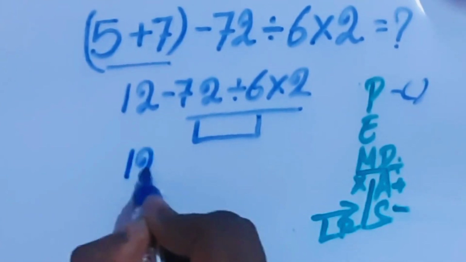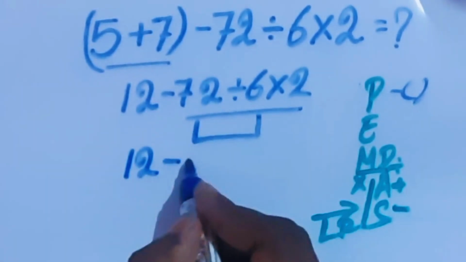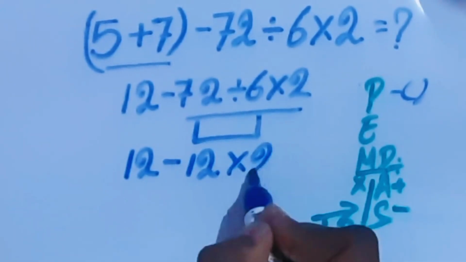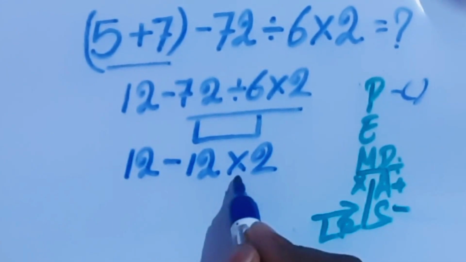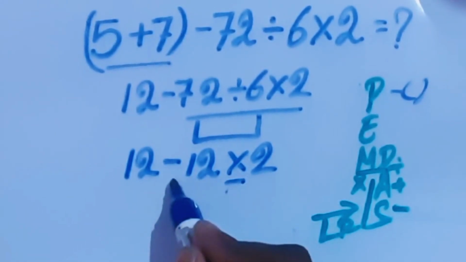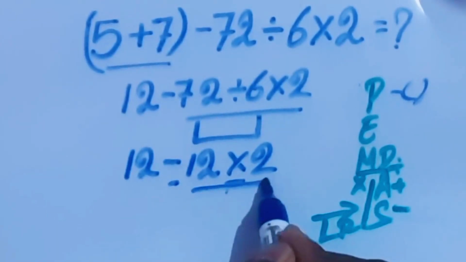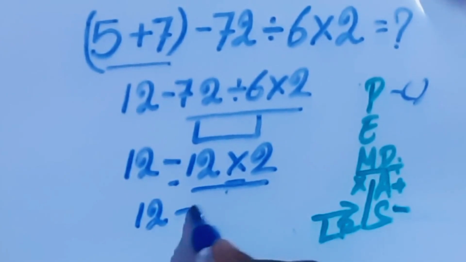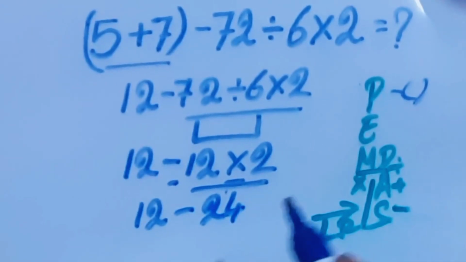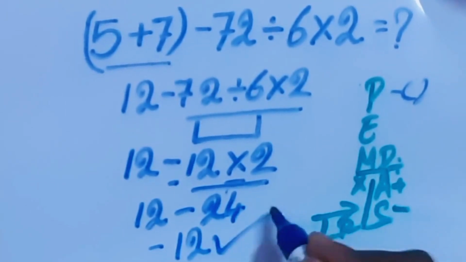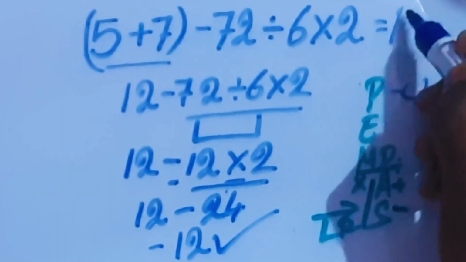So 12 minus this is 12 times 2. Now we have multiplication and subtraction. This is higher priority than this subtraction. So we have to do this now. So 12 minus 24. Now negative 12 is the correct answer. The answer is negative 12.